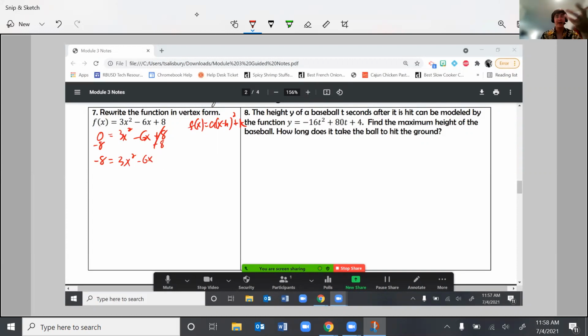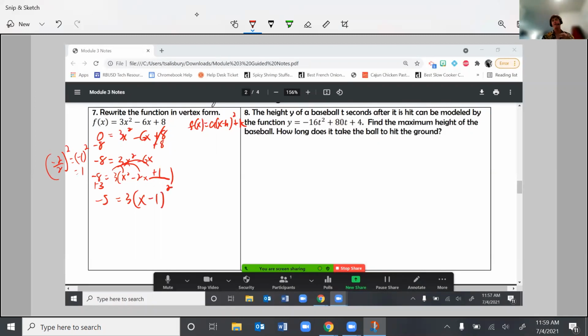I have a GCF on the right, which I'll factor out. So I actually end up with negative 8 is equal to 3 times x squared minus 2x plus something. So let's take half of negative 2, square it. So we get negative 1 squared, which is just 1. So we're going to add 1. But don't forget, if we distribute that, it would be a 3. So add 3. So it's negative 5 is equal to 3 times x minus 1 squared.